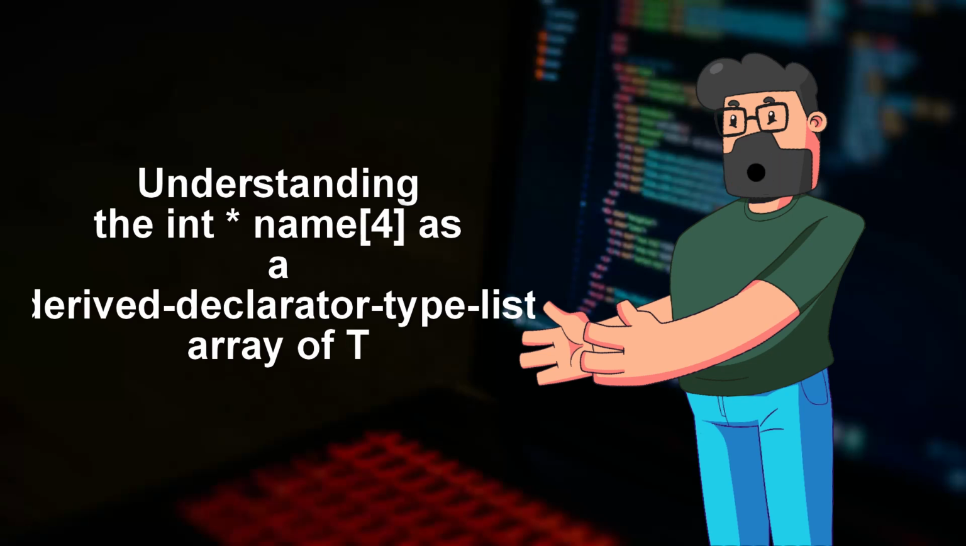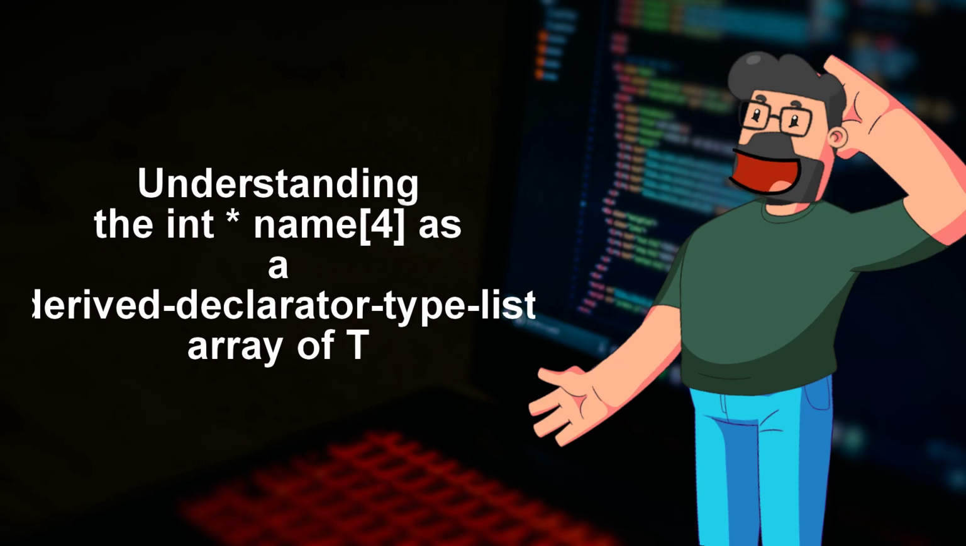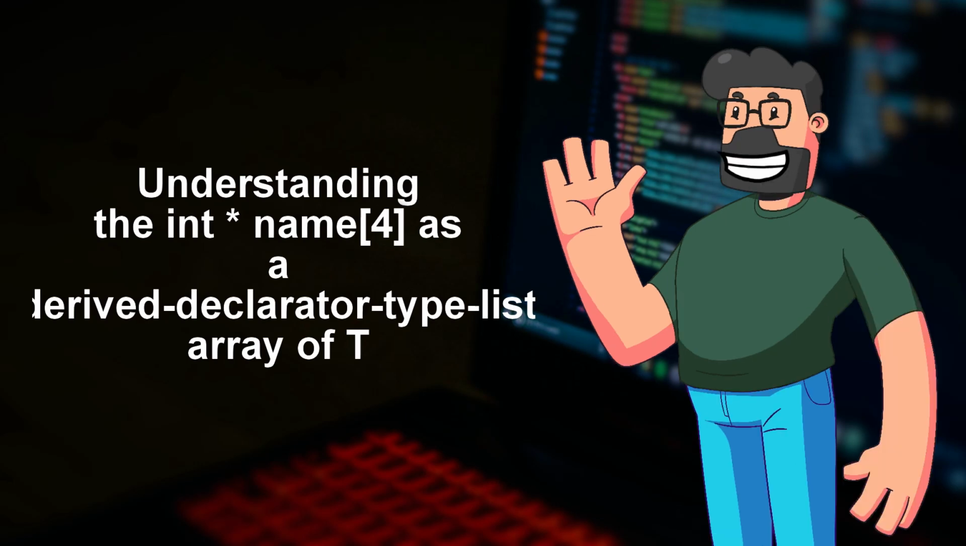Welcome to today's video, where we dive into a common problem that many programmers face when dealing with C declarations. The problem arises when interpreting declarations like int *name[4], leading to confusion about the resulting type. How can we accurately determine the type specified by such declarations? Let's break it down step by step to unravel this puzzling problem.